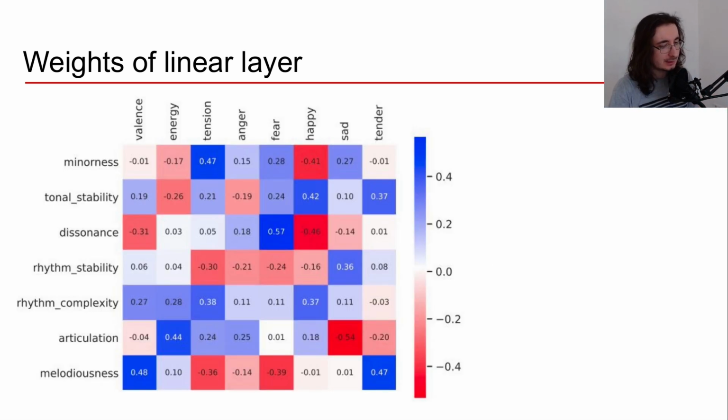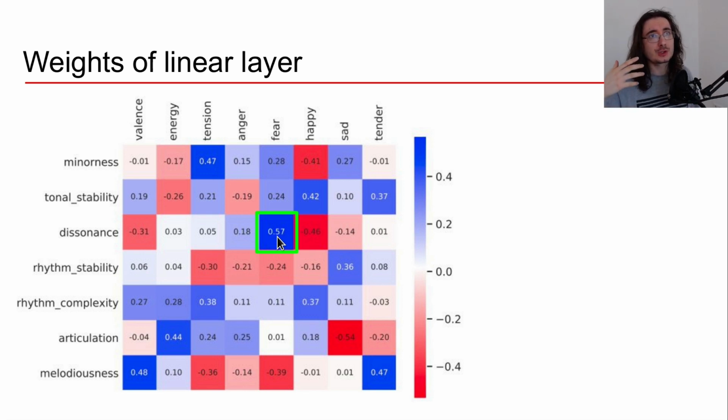So let's bring in this very cool heat map that was published by the researchers. Here on the rows you have all the mid-level features, like minorness, tonal stability, dissonance, and on the columns you have valence, energy, all the different emotional features. These values are the weights between the mid-level features and the relative emotional features. Okay, and here we can see, for example, that the weight between dissonance and fear is quite high: 0.57. And this makes sense, right?